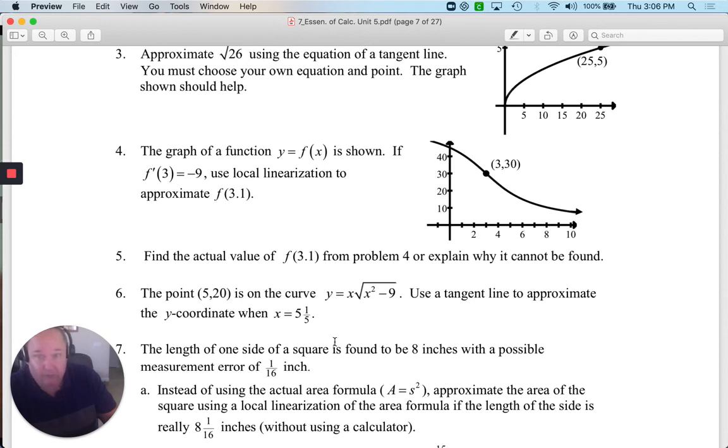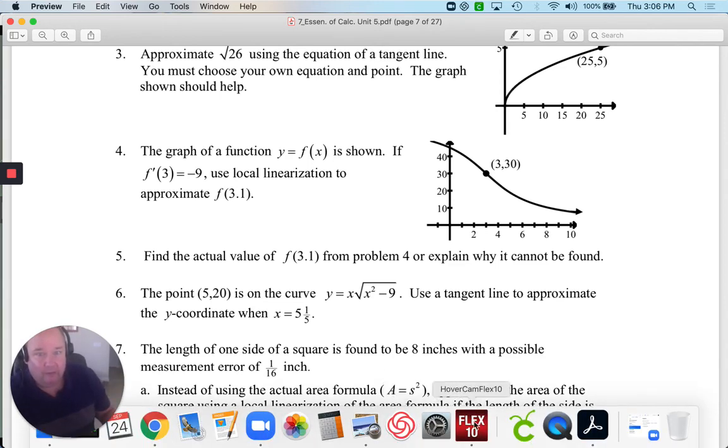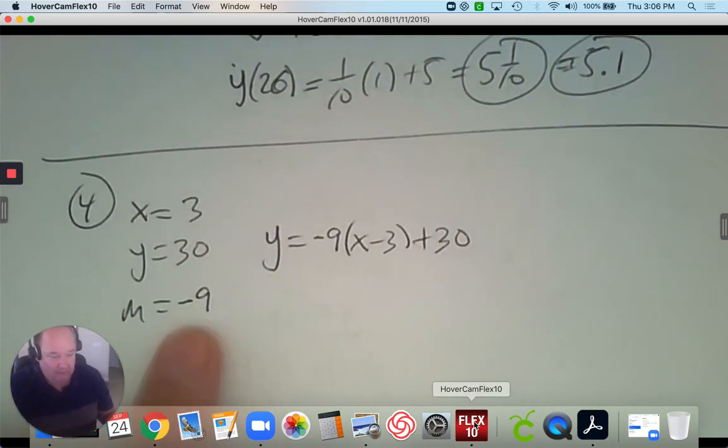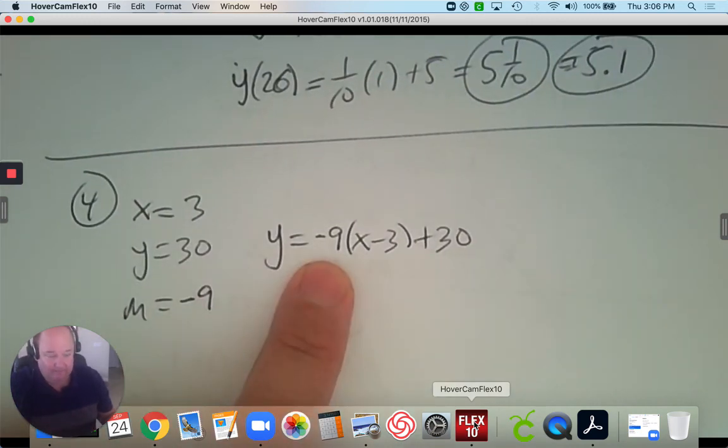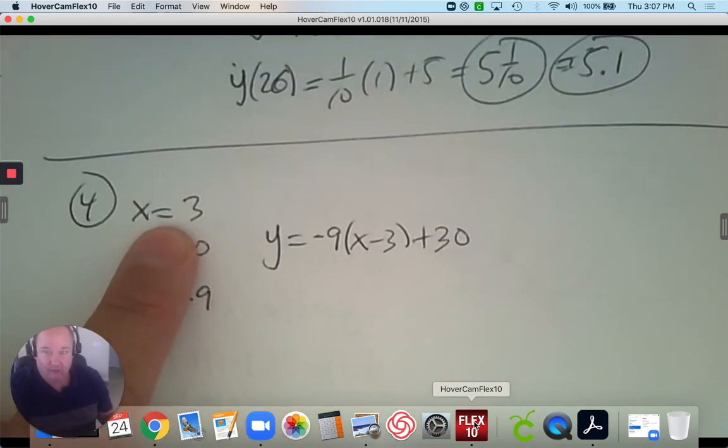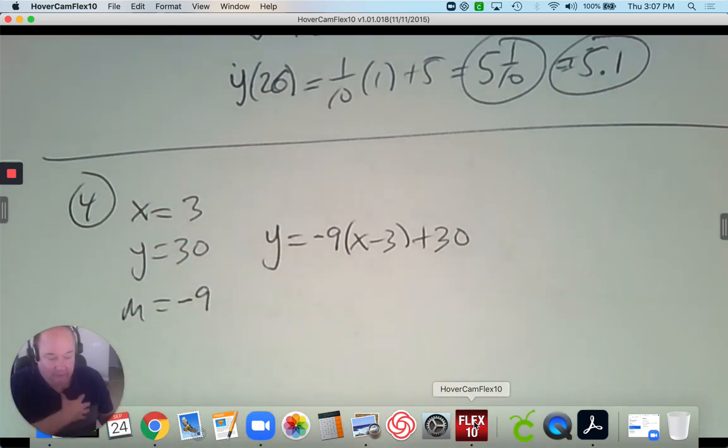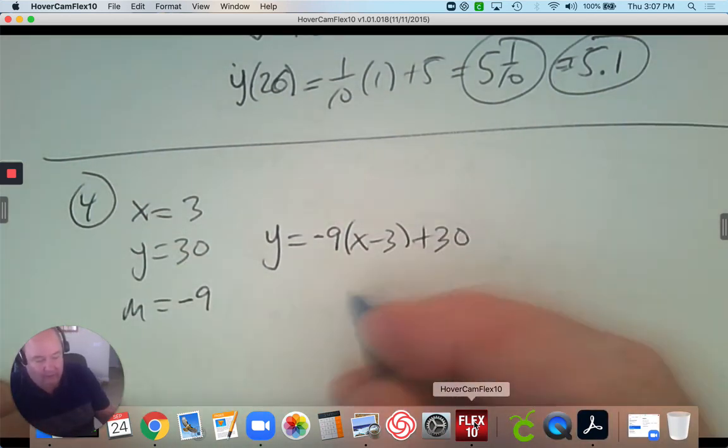The slope is going to come from the derivative. And it says the derivative at 3 is negative 9. That means the slope is negative 9. And then I'm going to put this all together to write the equation of a tangent line. So we have negative 9, 3, and 30. This is what the equation of the tangent line looks like. The slope is negative 9. We go x, change the sign, and keep the sign for a linear equation. So there's our tangent line.